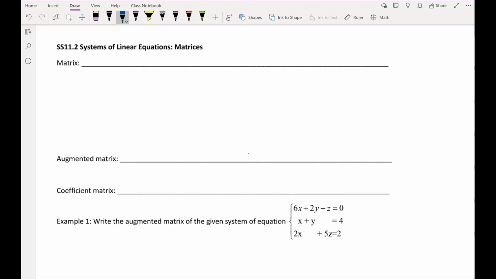So we're starting 11.2, guys. Systems of linear equations, and we are studying matrices. So the definition of a matrix is defined as a rectangular array of numbers.